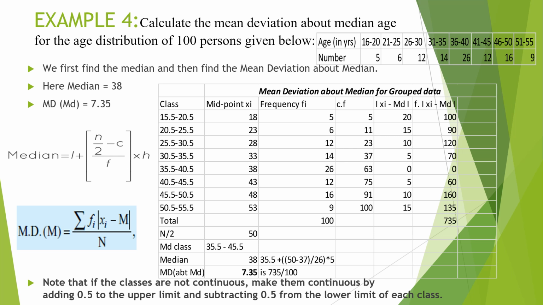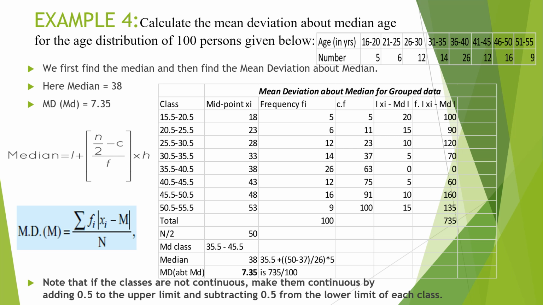So for 16 to 20, how will you make a class continuous? You just subtract 0.5 from the lower limit and add 0.5 to the upper limit for each class, and it will become continuous. So the first class 16 to 20 will become 15.5 to 20.5. The next class 21 to 25 will become 20.5 to 25.5. In this way, your data has now become continuous. Now you can use our formula.